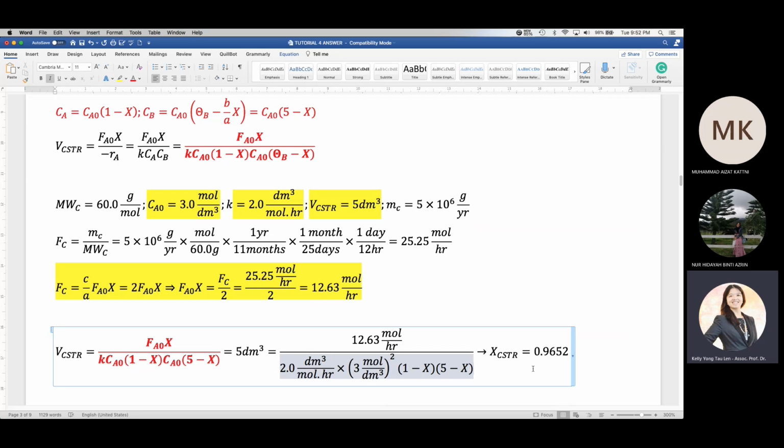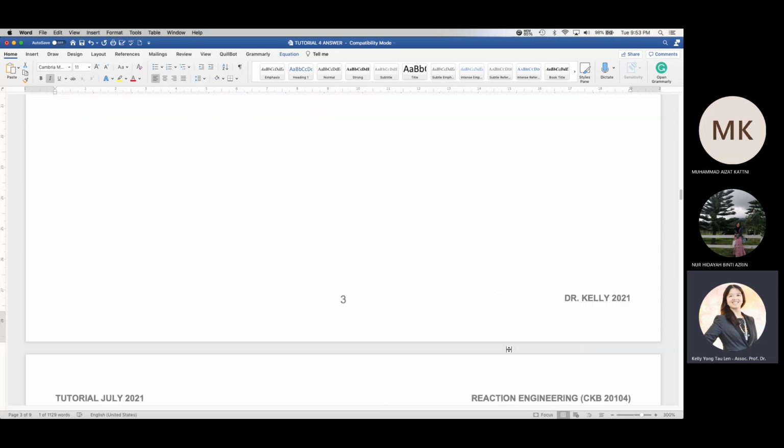So the X is 0.9652. Okay, so dalam soalan ni, part mencabar dia adalah kamu kena tahu walaupun equation nak guna FA0, tapi soalan tak beri kita FA0. So dia beri kita production rate. So kamu kena tahu production rate kena tukar kepada molar flow rate. Dan kamu kena faham perkaitan dia molar flow rate kepada production rate. And then macam mana nak ganti dalam equation. So when you solve this, you get the conversion 0.9652. Okay, so done on question part A.